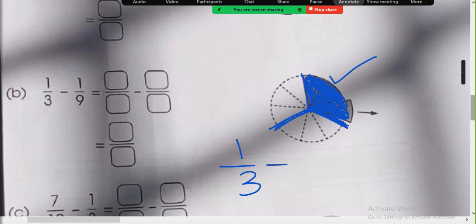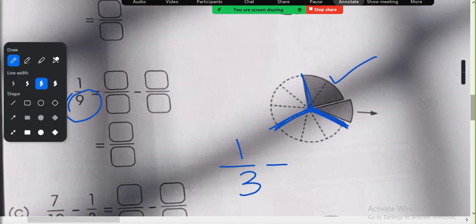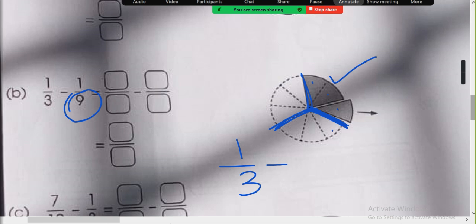And when you have to subtract 1 out of 9 out of it, you will further divide this shape. 1, 2, 3, 4, 5, 6, 7, 8, 9. There are 9 pieces and you are taking out 1 out of it. So what will you be left with? You will be left with 2 by 9. 2 by 9. Okay, let's do it.